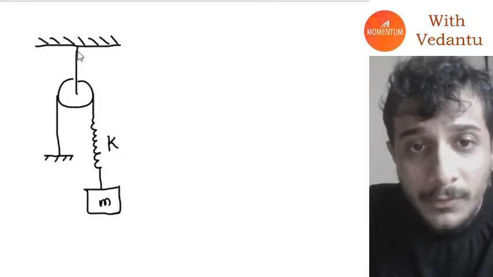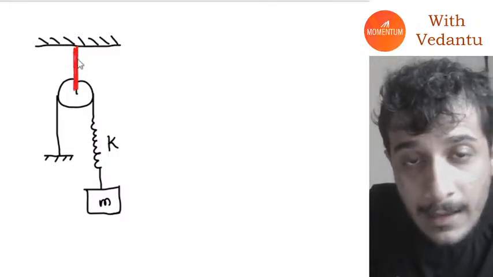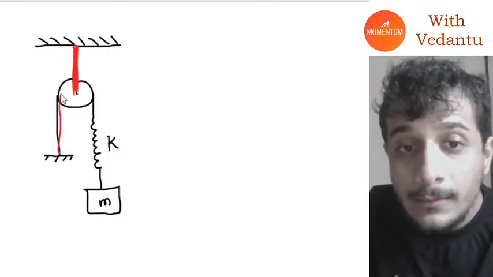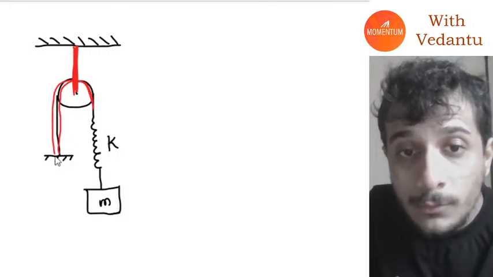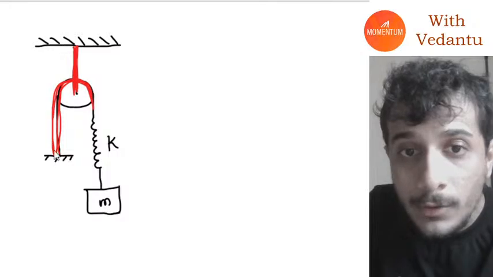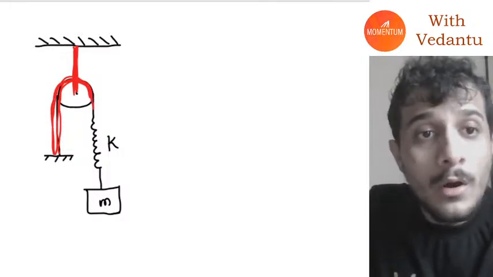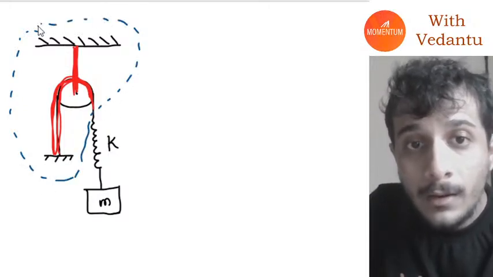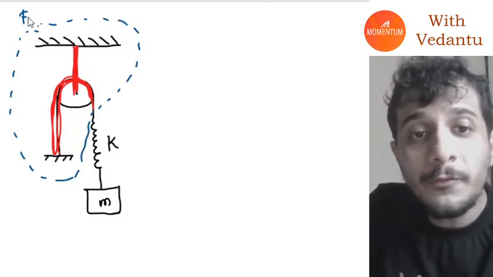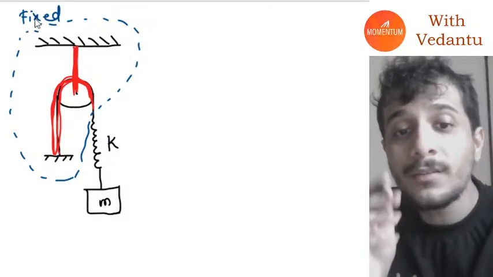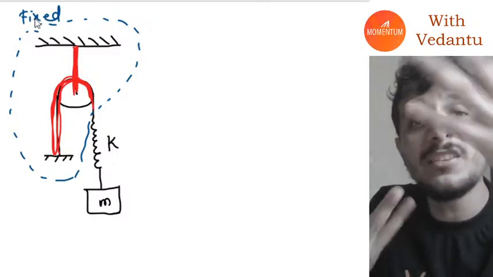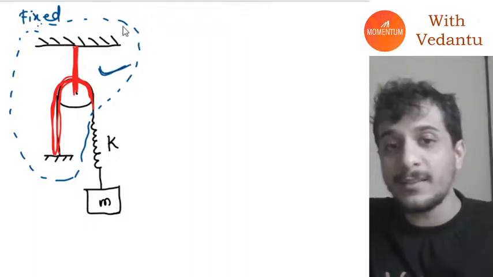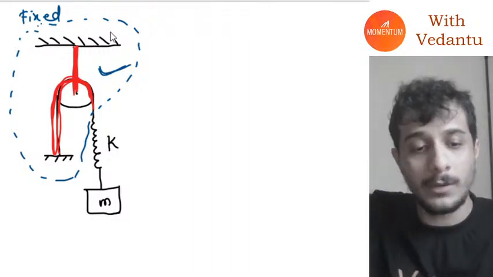See how to do this, guys. Here, this length is a constant. And the string from here to here is also going to be a constant. So the entire system from here to here can be treated as a fixed system. Nothing inside this boundary will move. Everything will remain as it is, even if the block is going up and down.